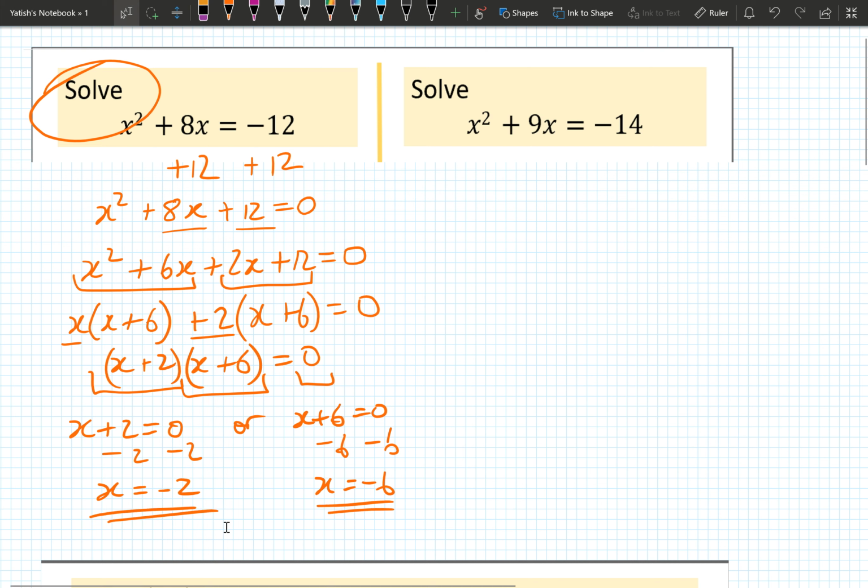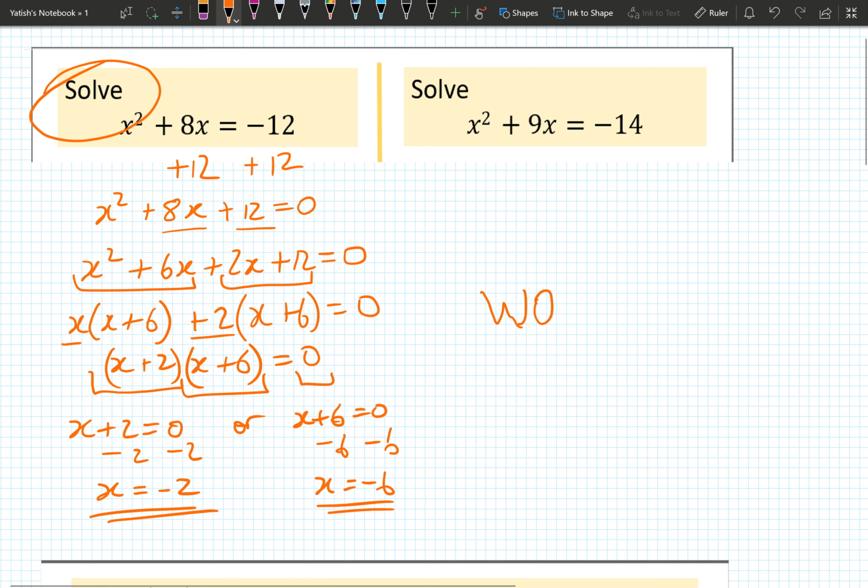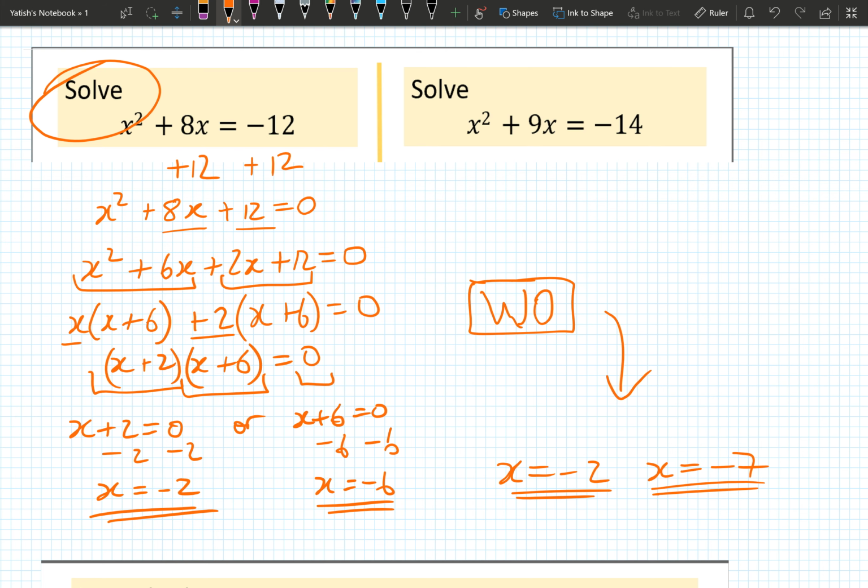The question on the right, you are going to attempt that question. The working out for this question, you're going to need to upload that. The final answer you should get is x equals negative 2 and x equals negative 7. So show your teacher how you got that as your answer.